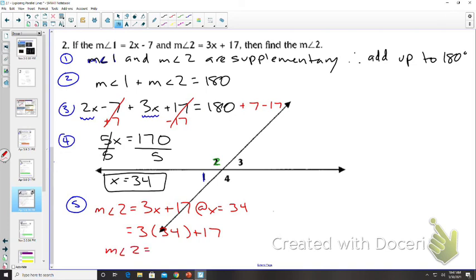3 times 34. 60, 90, 120, 124, 128, 132 plus 17 is 149. 3 times 34 would be 102, it's not 120.